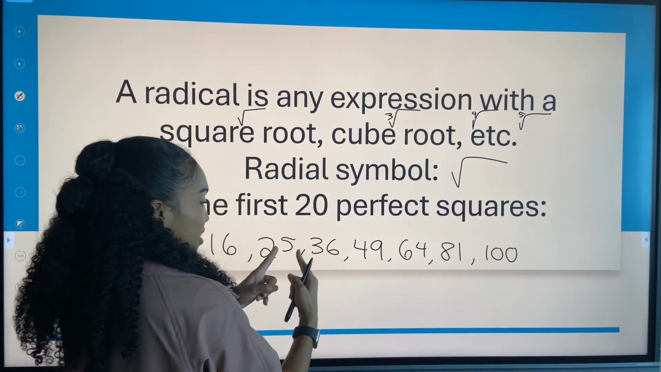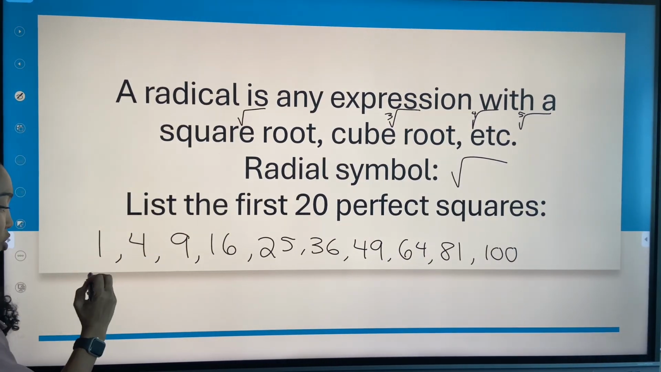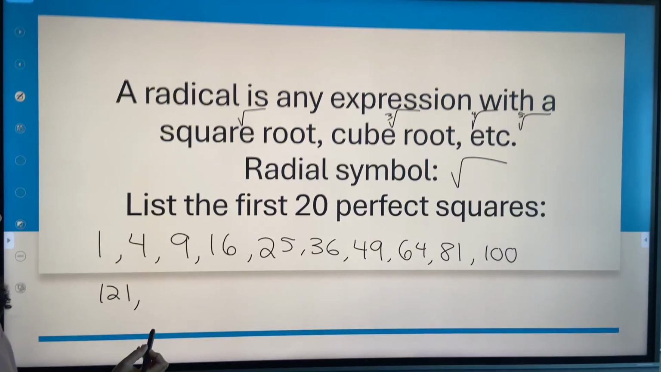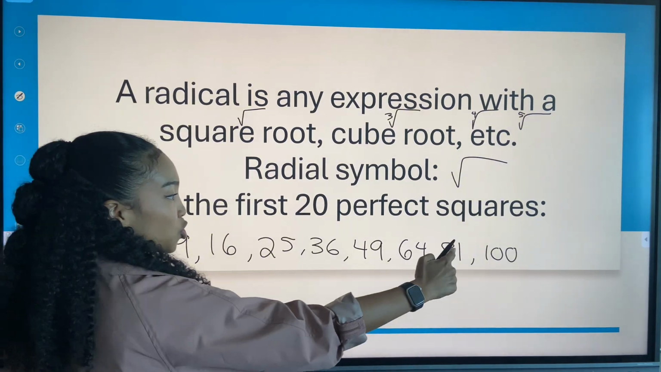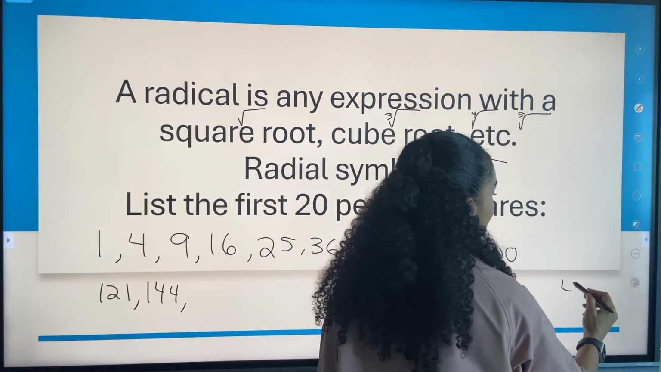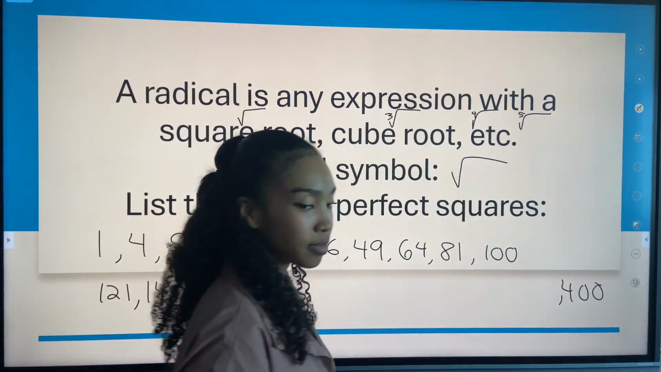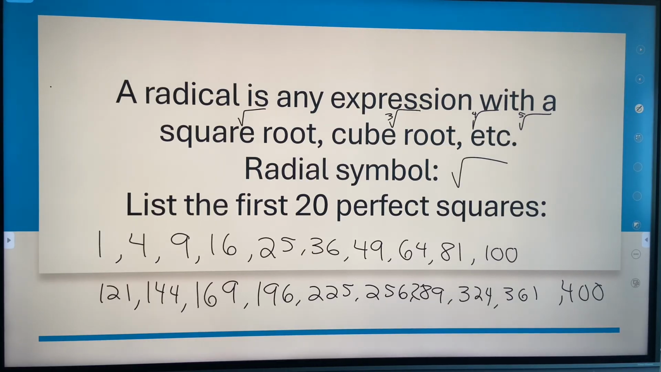100. Okay, so guys, these are the first 10. And then 11 squared is 121. 12 squared is 144. Can you guys continue all the way to 20 squared, which would be 400? All right, guys, these are your first 20 perfect squares. That's a lot.